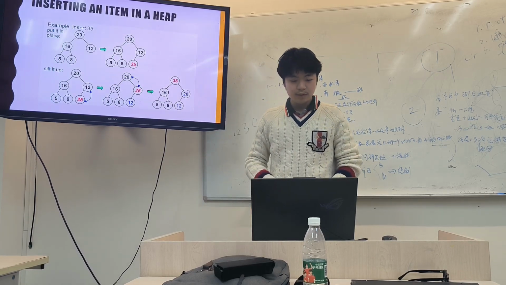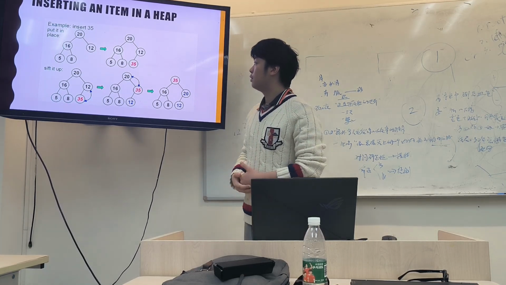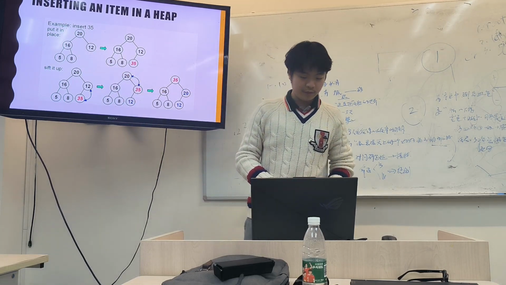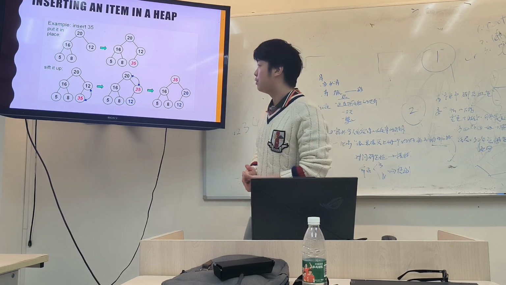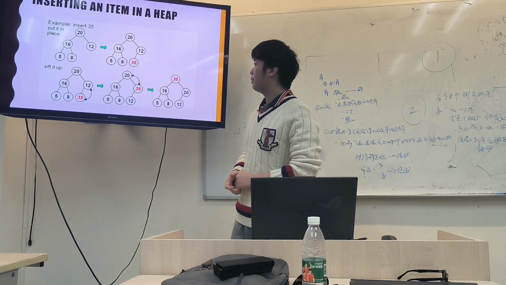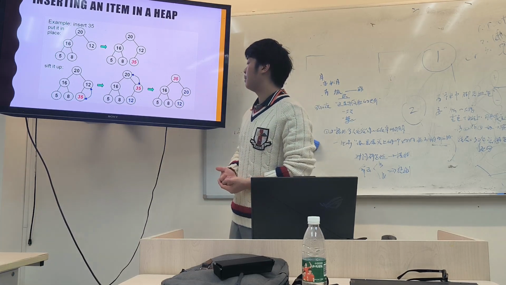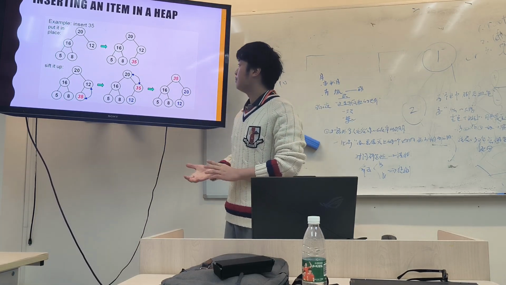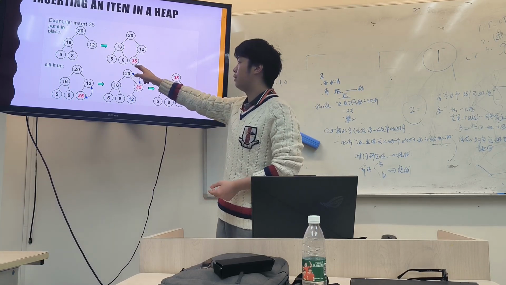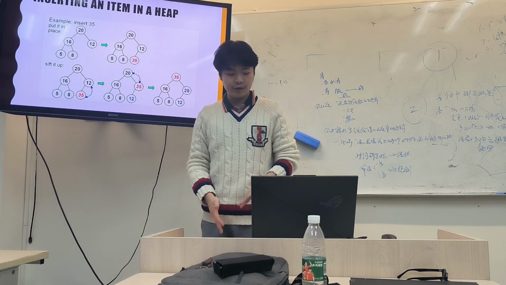Okay, so now we will talk about inserting an item in a heap. For example, we have a max heap here, and we want to insert a node with key value, for example, 35. We first put it in place. Because this heap is a binary tree, it must be put in this place. And then we shift 35 up. We compare 12 and 35 first, and we find that 35 is greater than 12. So we exchange their locations.